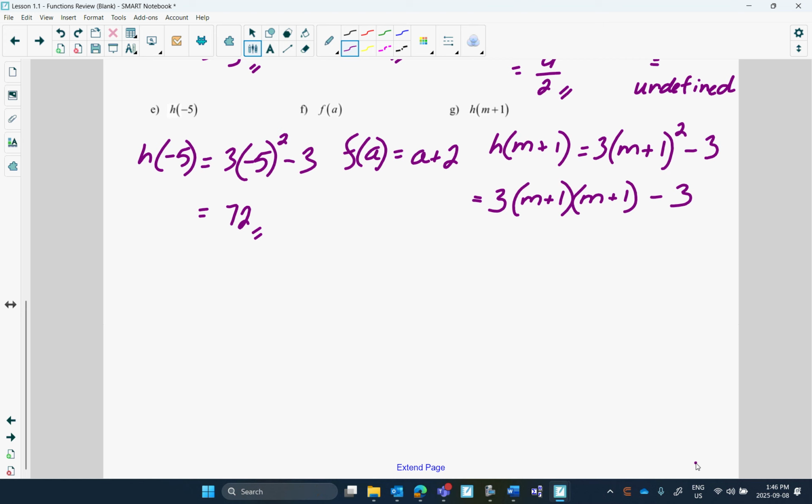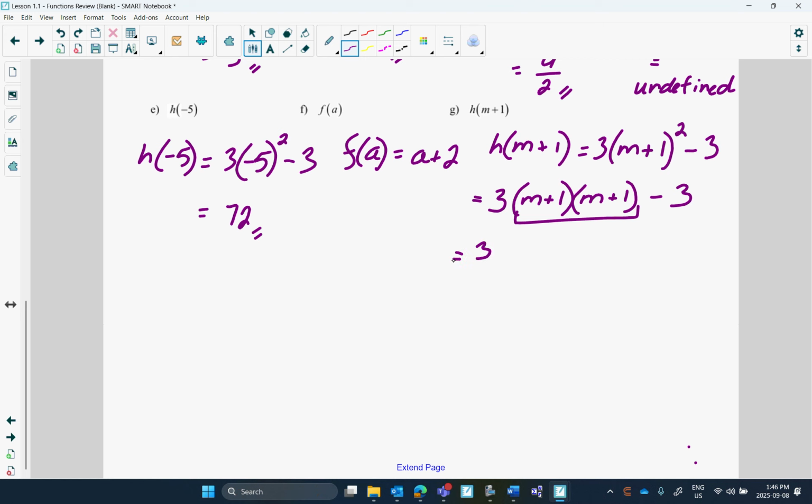So now I got to multiply these three things together. You can't multiply them all together at the same time. You got to multiply 2 of them and then take that answer and multiply it by the third. So it doesn't matter what order I multiply, so I'm going to do these two first.